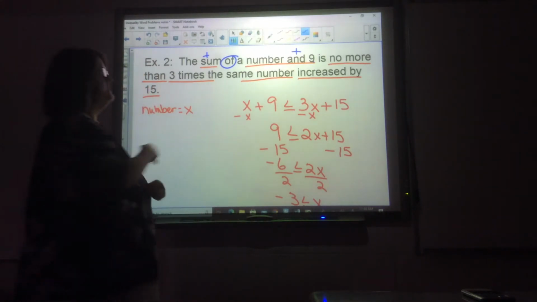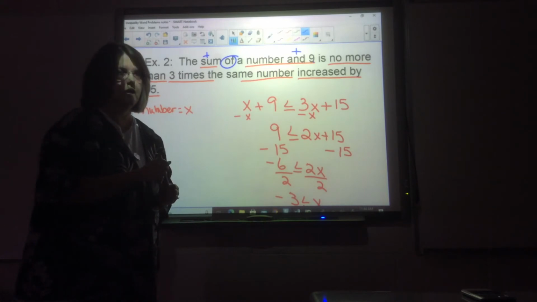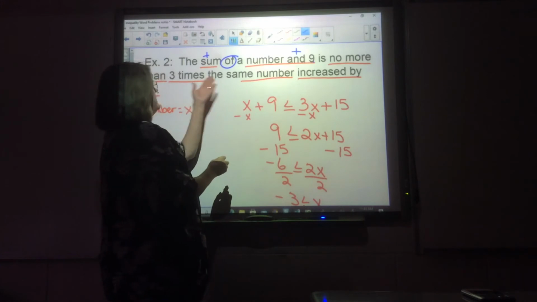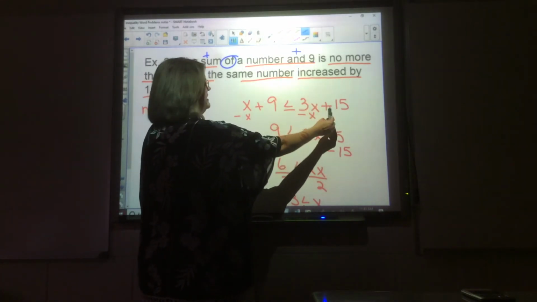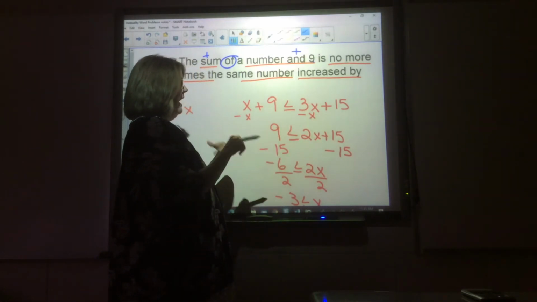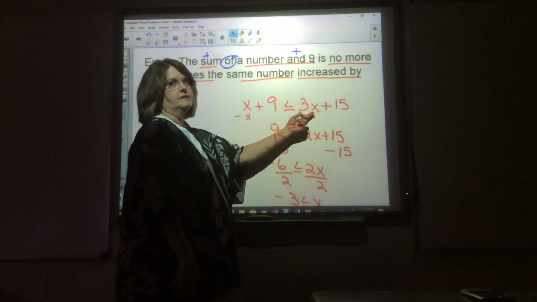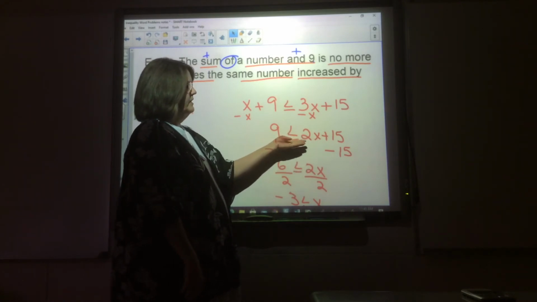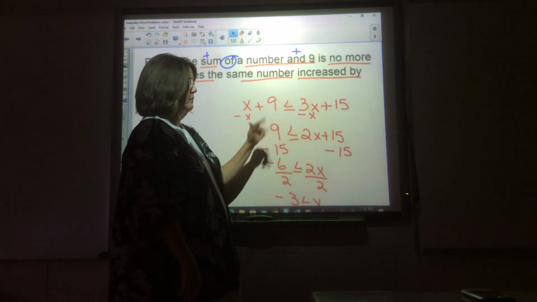It means that this is going to be less. Even though it says more than, it says no more than. So this is going to be less than or equal to 3 times the same number, 3x, increased by 15. Increased means to add. All right. Now, I'm going to solve the equation, and I move the variable to the right side because it keeps it positive. That's the only reason. So now I have 9 is less than or equal to 2x plus 15. In all honesty, you could have moved the 3x this way, but we didn't.